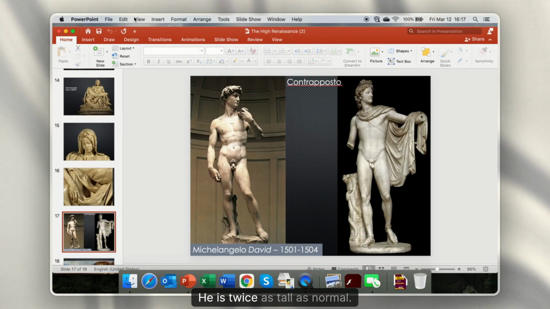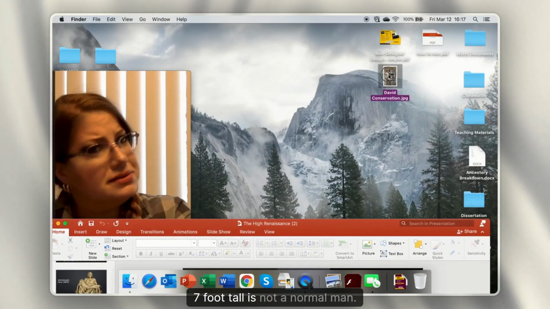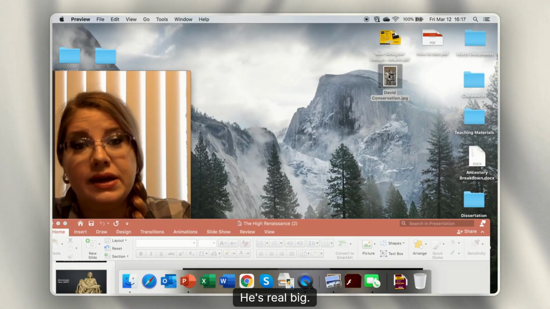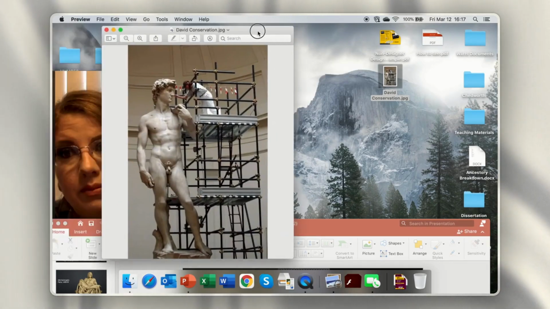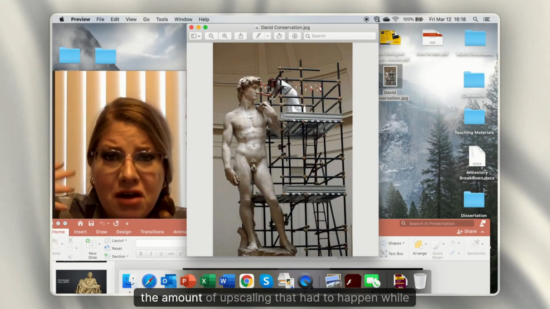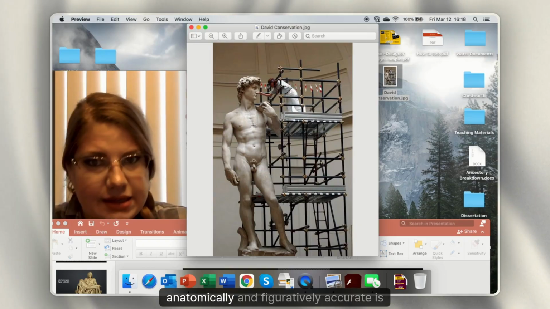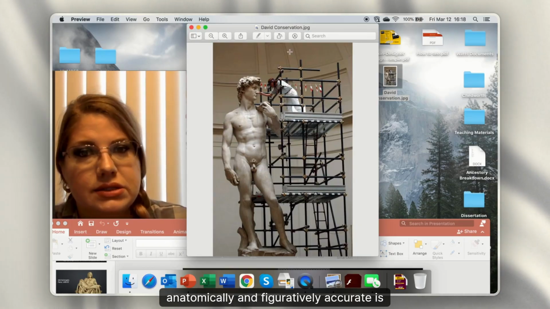Let's take a moment: David is 14 feet high. He is twice as tall as, I mean, 7 foot tall is not a normal man. He's real big. I've got this great image from conservation here where you can see this woman on a scaffold. The amount of upscaling that had to happen while this stayed anatomically and figuratively accurate is incredible.